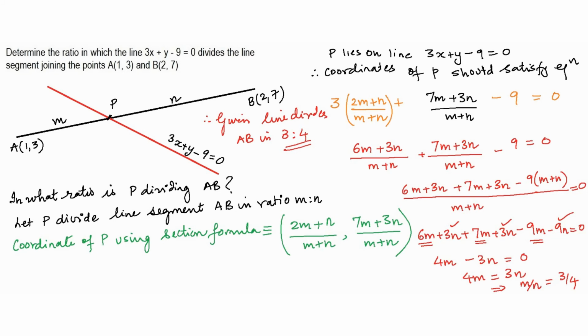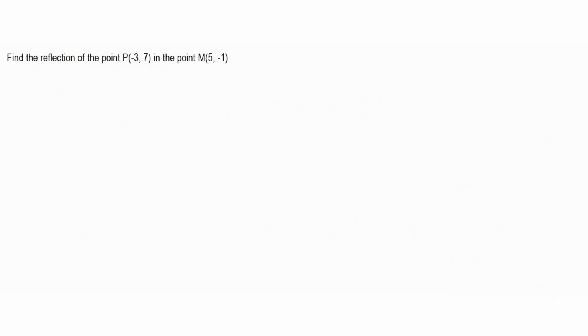Moving on to the next question. So let's take up the following question. Find the reflection of the point P (minus 3, 7) in the point M (5, minus 1). So I have to find the reflection of this particular point in point M. Assume that M is where a mirror is placed. So the reflection of the point P is going to be formed somewhere over here.